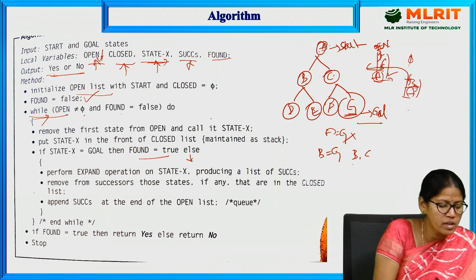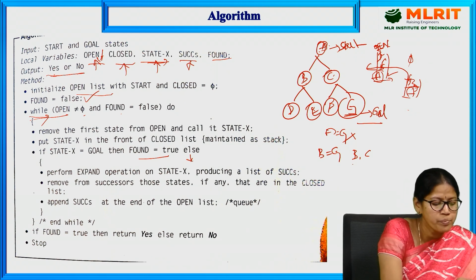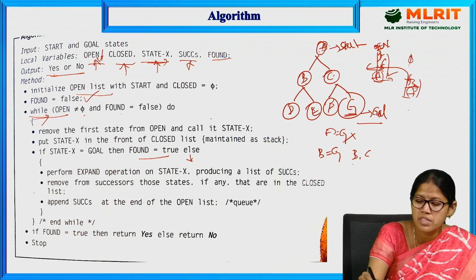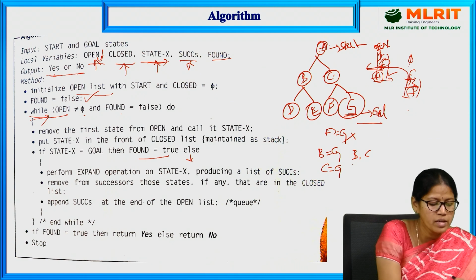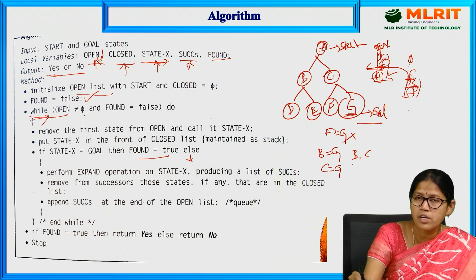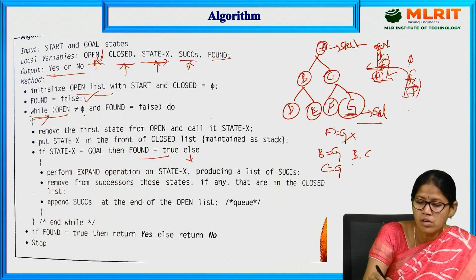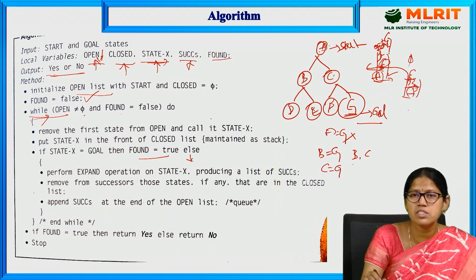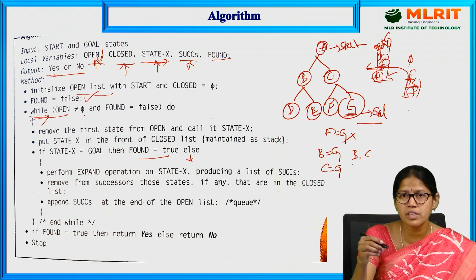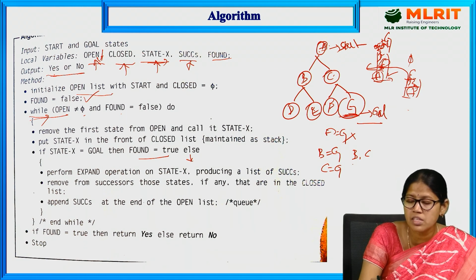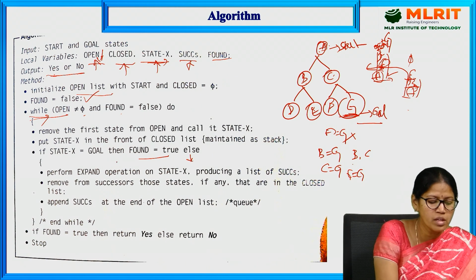Now again it goes to the while loop. Remove the first state. What is the first state here? C. C equal to G? No. Then again it goes into the closed list, C. Next, perform the expand operation on node C. So F and G. In such a way, each and every time it will compare state x to the goal node. When we reach the G node, then G equal to G. Yes, it is true. Then found equal to true.